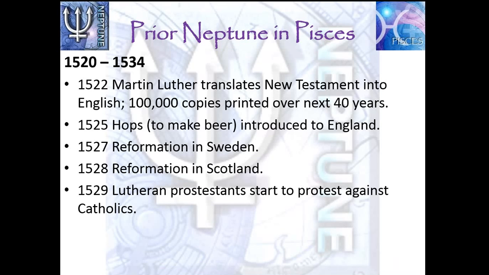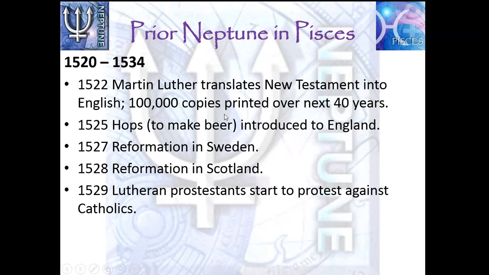Neptune was in Pisces 1520 to 1534. Probably the biggest thing that came during that time period was what we know as the Reformation, where the Protestants, I hope I have that spelled right, broke free from the Catholics. And so in 1522, Martin Luther, the origin of Lutherans, translated the New Testament into German. Before that, it was Latin, and only those who could read Latin could read the New Testament.